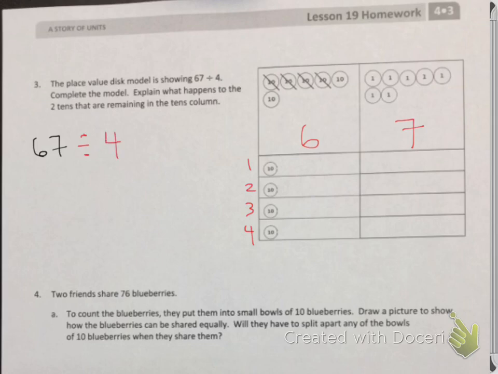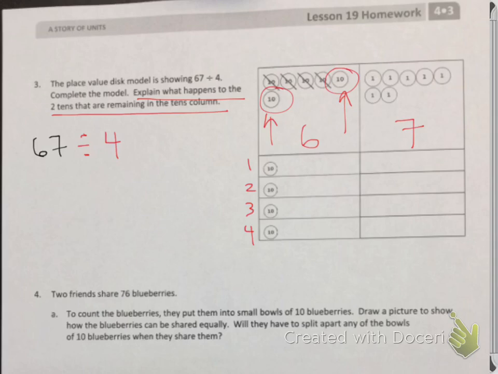So let's complete the model and explain to me what happens to the 2 tens that are remaining, right? Those are remainders. So what happens to those 2 tens? And we did this in class. So I want you to finish that problem out and tell me what we will be doing, and explain to me what we'll be doing with these 2 remainders of 10 in the tens place value.